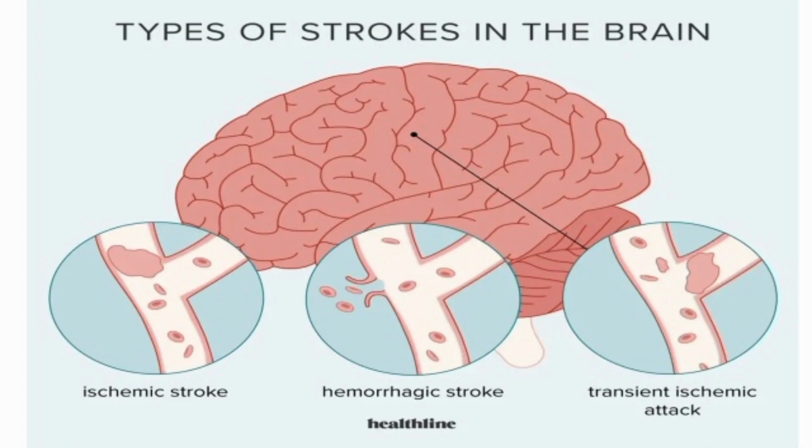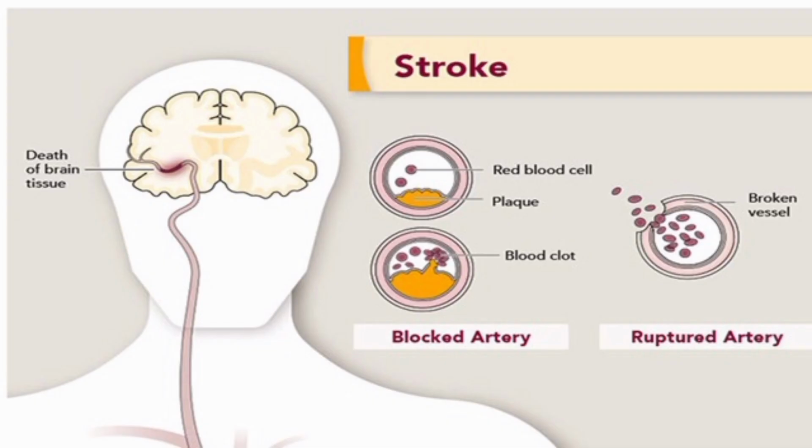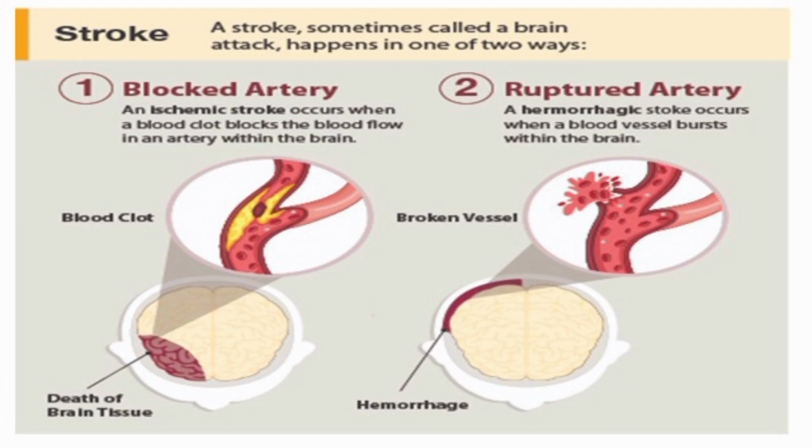Types of stroke in the brain. There are three types. One is ischemic stroke, another one is hemorrhagic stroke, and transient ischemic attack, TIA. So these are the three main types of stroke. See, in this image you can see that due to the blood clot or hemorrhage or bleed, the brain tissue got damaged due to insufficient blood supply to the particular area.